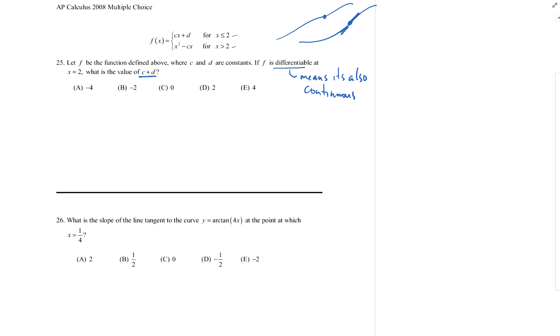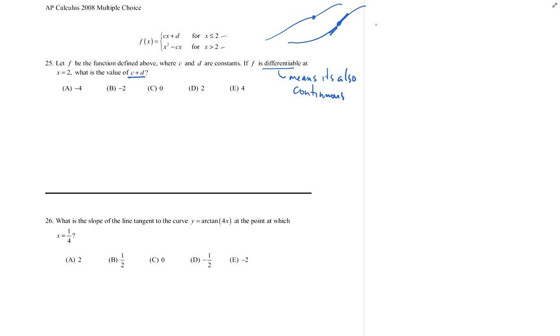So for continuous, I know that if I plug 2 in, I get c times 2 plus d, which must equal, if I plug 2 into the bottom one, 4 minus c times 2. Okay? And if it's differentiable, I'm going to take the derivative of the top, and I get c.